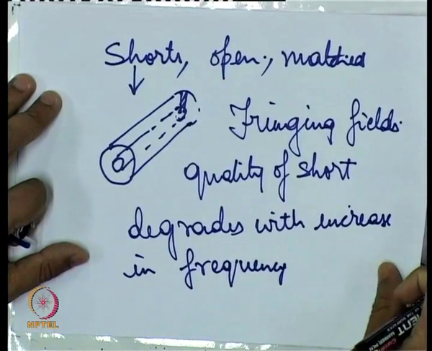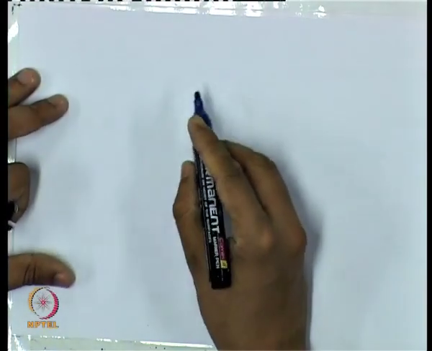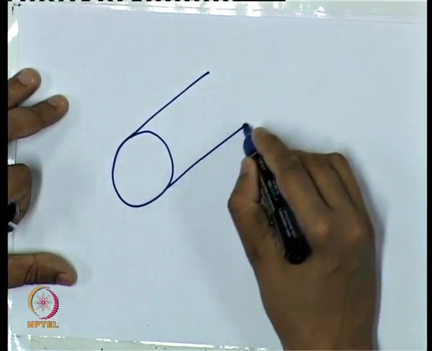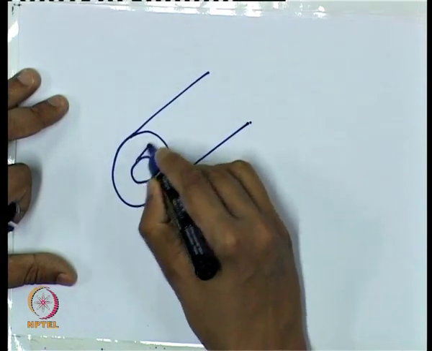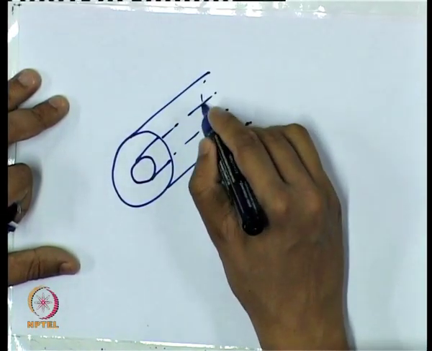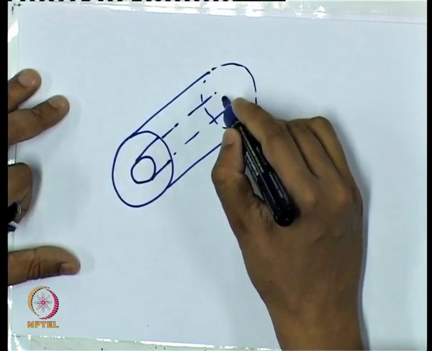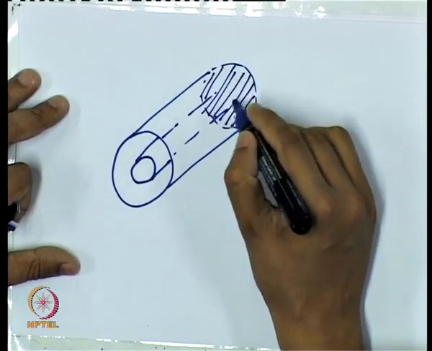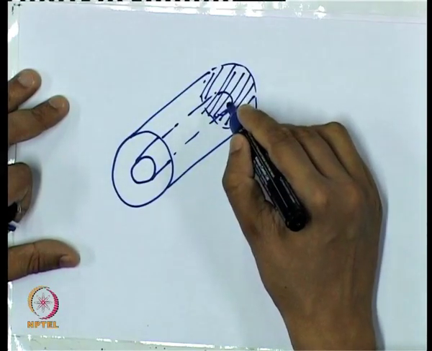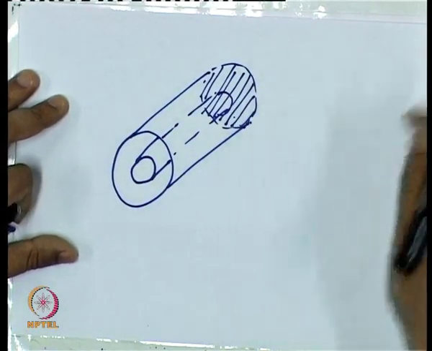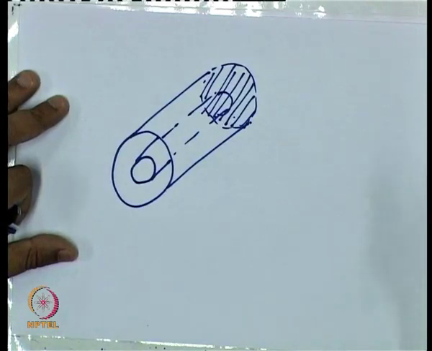A better way of implementing the same short could be that instead of having one single connection between the inner and outer conductor, you might actually have a throughout connection. Say this is my inner conductor and this is my outer conductor, and this is the other end which is shorted. So, I use a disc rather than a single piece of wire connecting the short. The entire base of this inner conductor is connected to the base of the outer conductor. So, this is a better way of implementing a short.